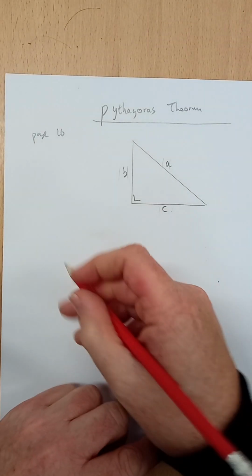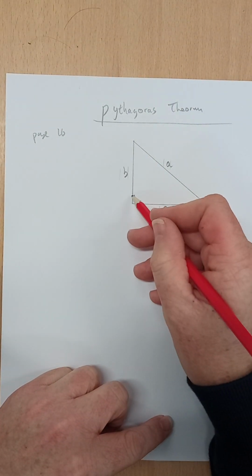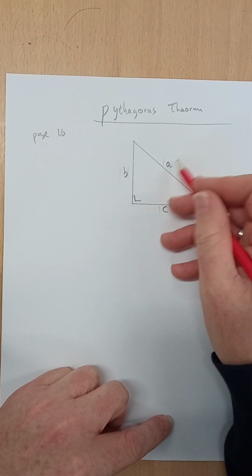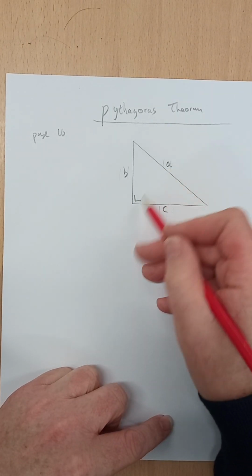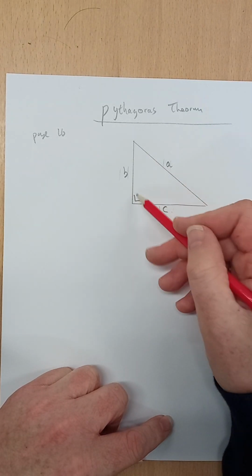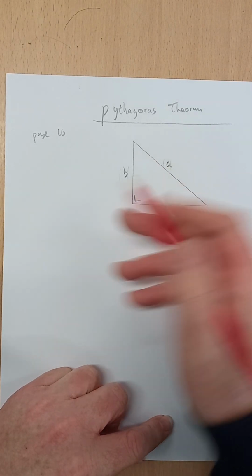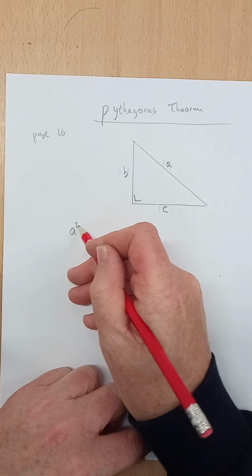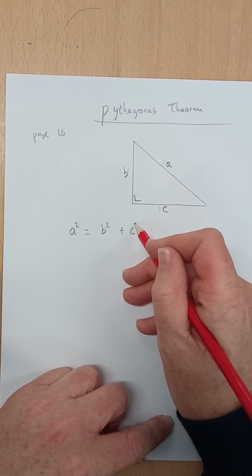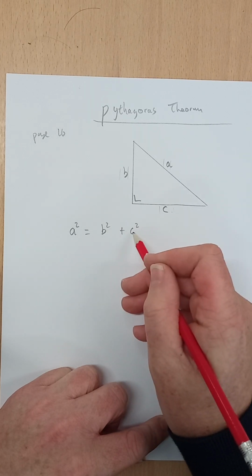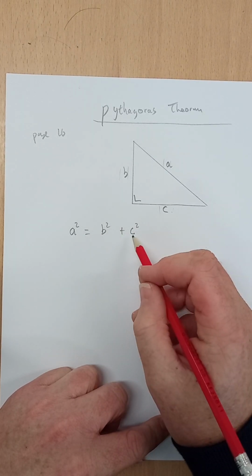Well, Pythagoras says that if you take the length of the longest side, and the longest side is always opposite the right angle. Okay, and it's also opposite the biggest angle, which in a right angle triangle will always be the 90 degrees. So you take the longest side and you square its length. It's equal to the sum of the lengths of the other two sides squared. Okay, so that's it in its basic form.